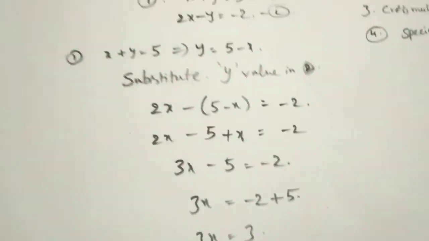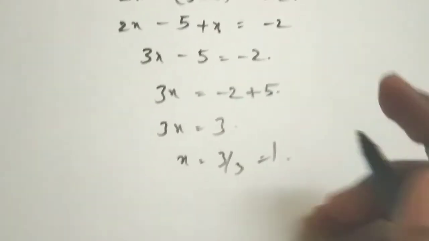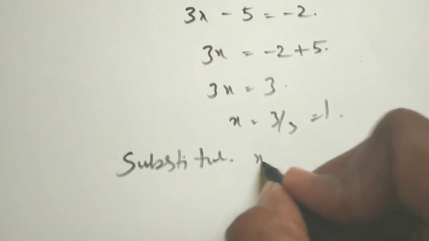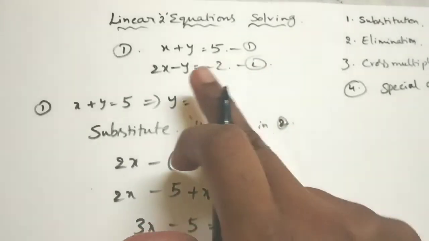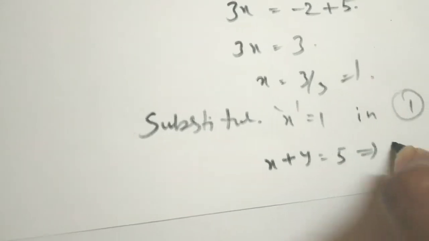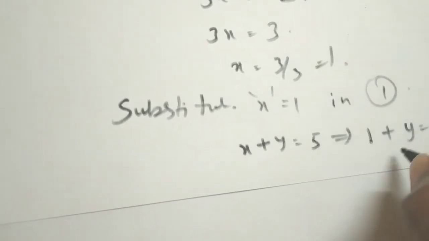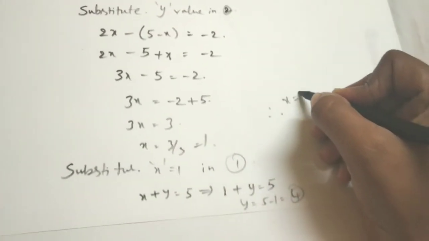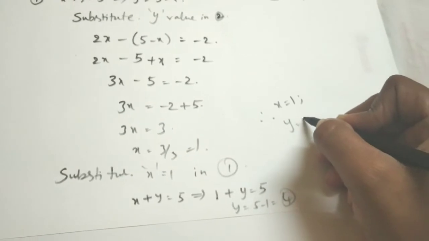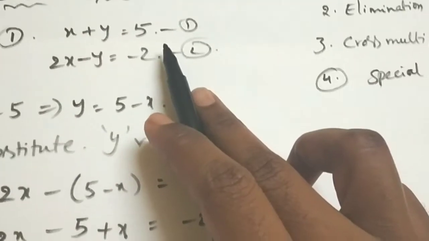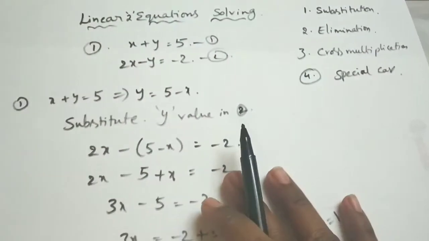So substitute the x value in either the first or second equation. I am going to substitute the x value in the first equation. What is the first equation? x plus y equal to 5. In this one I am substituting 1 in place of x, then y is equal to 5 minus 1 is equal to 4. Therefore x is equal to 1, y equal to 4 is the solution for the simultaneous linear equations. By the substitution method I solved this one.